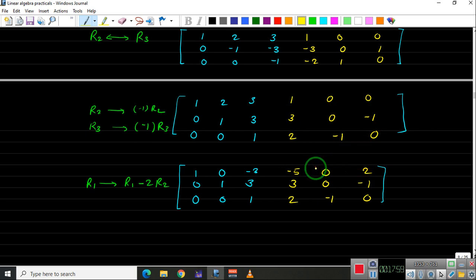Okay, this is by making that corresponding operation. So we made this 0. Okay, now let us make this 0. So this is 0, 0, 1, 1, 0, 0, 0, 1, 0. Now we need to make this 0 and this 0 by using this one.